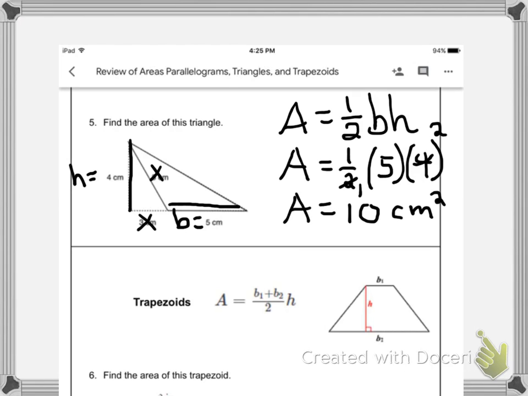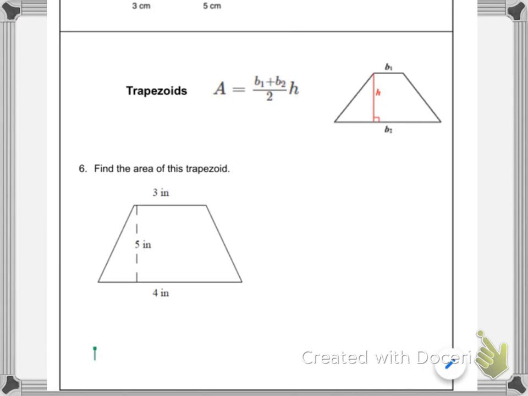Okay, let's move on and talk about trapezoids. The area of a trapezoid is the area of base 1 plus base 2 divided by 2 times the height. You can also look at this as base 1 plus base 2 divided by 2 is the average between the two bases. Then you multiply by the height. So make sure that you do the height last when you do your calculation.